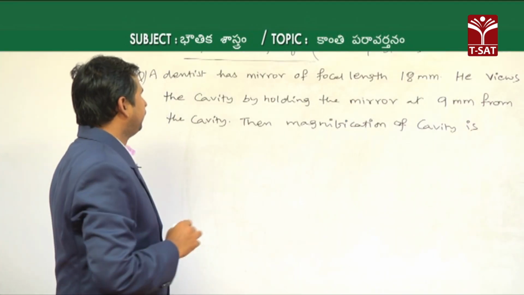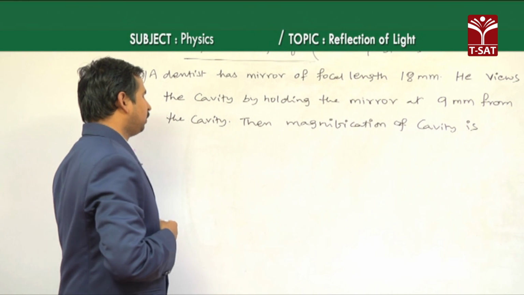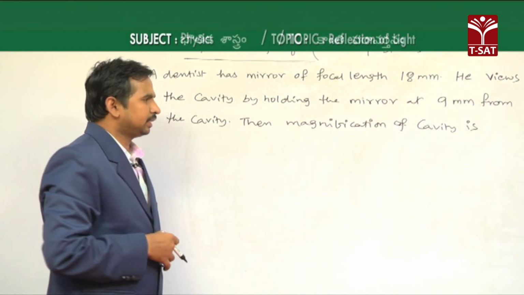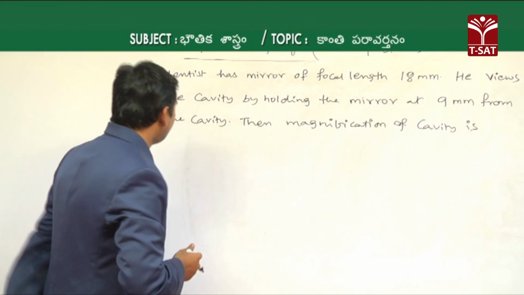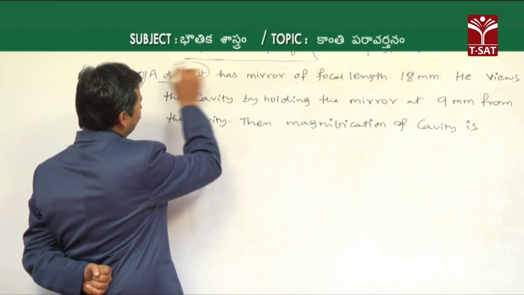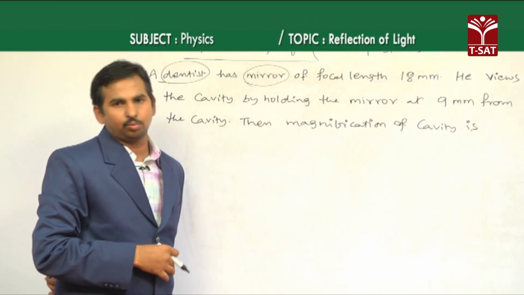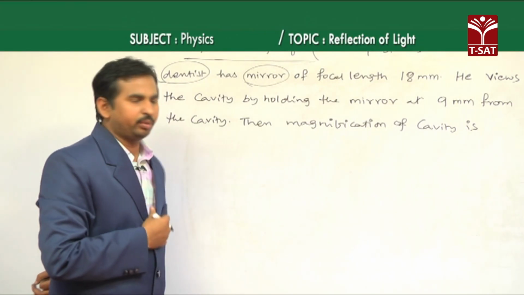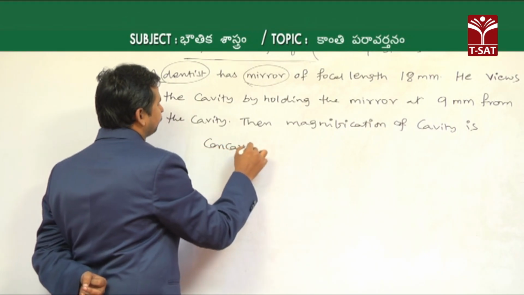A dentist has a mirror of focal length 18 mm and he views the cavity by holding the mirror at 9 mm from the cavity. Then you have to find the magnification of the cavity. Actually, if you observe here, a dentist is using a mirror. A dentist uses a concave mirror to get an enlarged image. So our problem is about, first, the conclusion that it is a concave mirror.